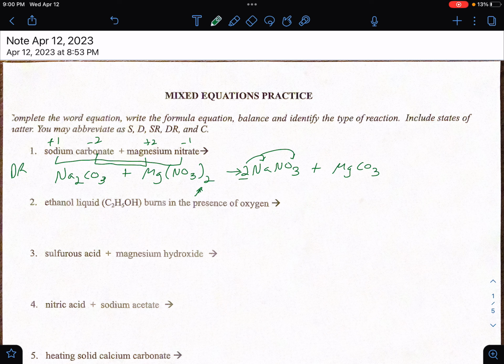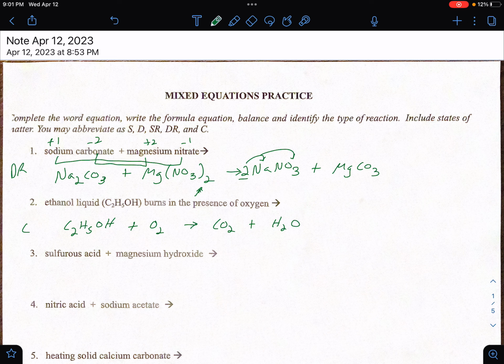All right, number 2, ethanol liquid. So that literally is ethanol, C2H5OH. Burns in the presence of oxygen. So you're adding oxygen to it, and this is going to be a combustion. You're reacting with oxygen to make CO2 and H2O.